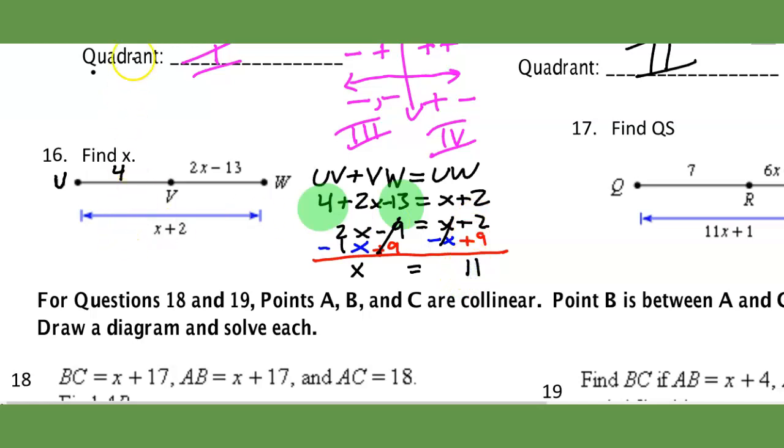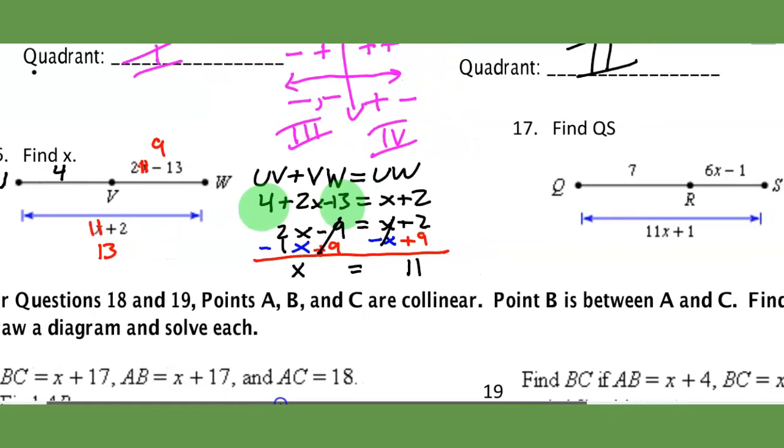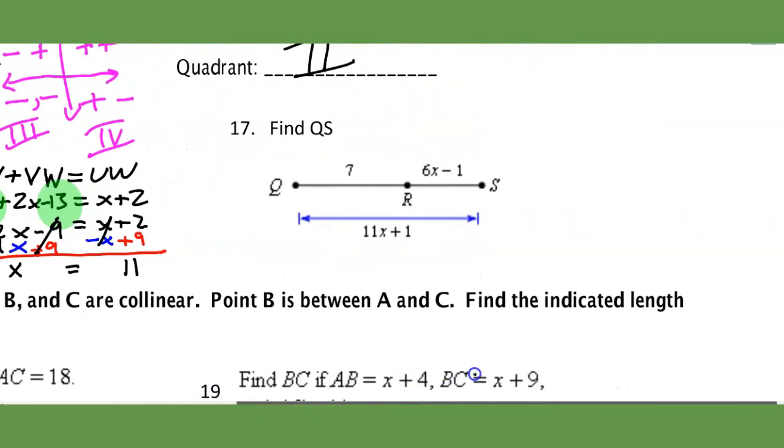And we can plug these back in just to verify if we're trying to get a high score. It's always a good idea. So we have 11 plus 2 would be 13. If we plug in 11 here, we'll have 22 minus 13, which should give us 9. And sure enough, 4 plus 9 does equal 13. All right. Let's look at one more.